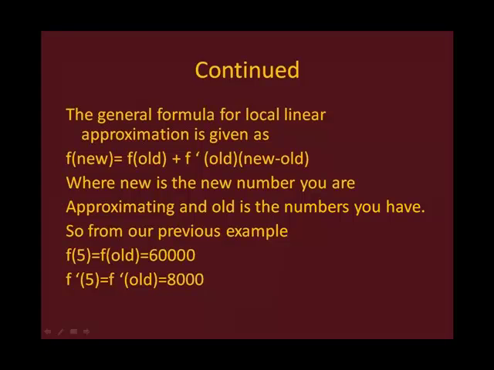It's given as f of new equals f of old plus f prime of old times new minus old. Well, what do all these words mean and how do we plug things in? Here, new is the new number you're approximating, and old is the numbers you have. So from the example we were looking at, f of 5 would be the same thing as f of old, because that's the information you already have that you've been given, and f prime of 5 is f prime of old, because that was information given within the problem. Now we can use this to make approximations for new numbers.